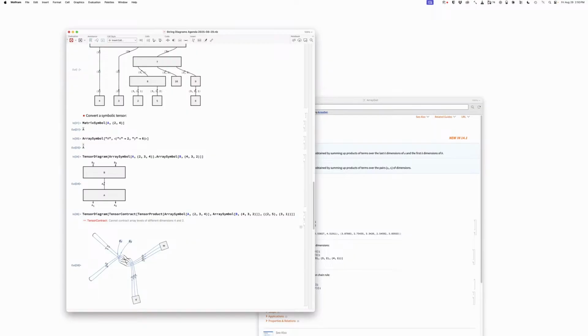Right. So 3 and 1, this has also dimension 6. This tensor product has rank 6. And now you are contracting the second with the fifth, which is dimension 3, which is fine. But then also 3 with 1, which is 2 and 4.